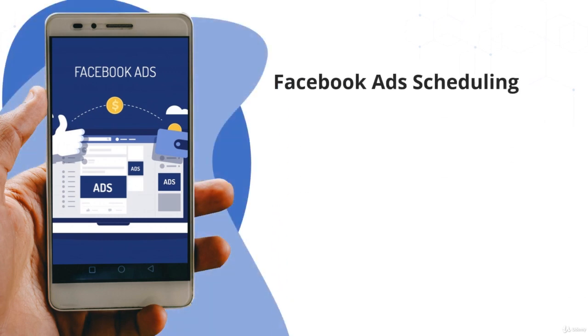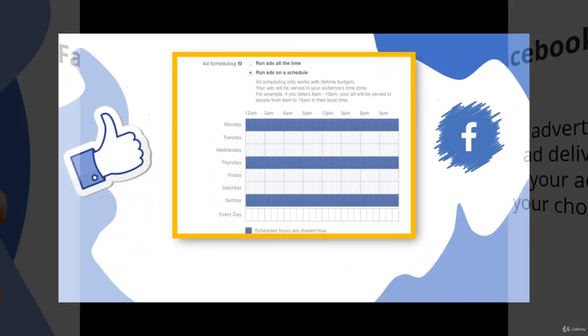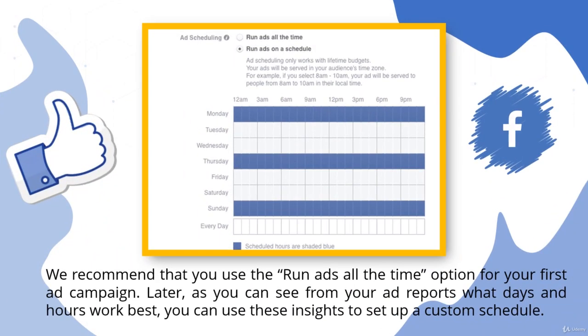Facebook ads scheduling. Facebook also allows advertisers to set up custom ad delivery schedules so that your ads will reach people at your chosen weekdays, at your chosen time of day. We recommend that you use the Run Ads All the Time option for your first ad campaign. Later, as you can see from your ad reports what days and hours work best, you can use these insights to set up a custom schedule.